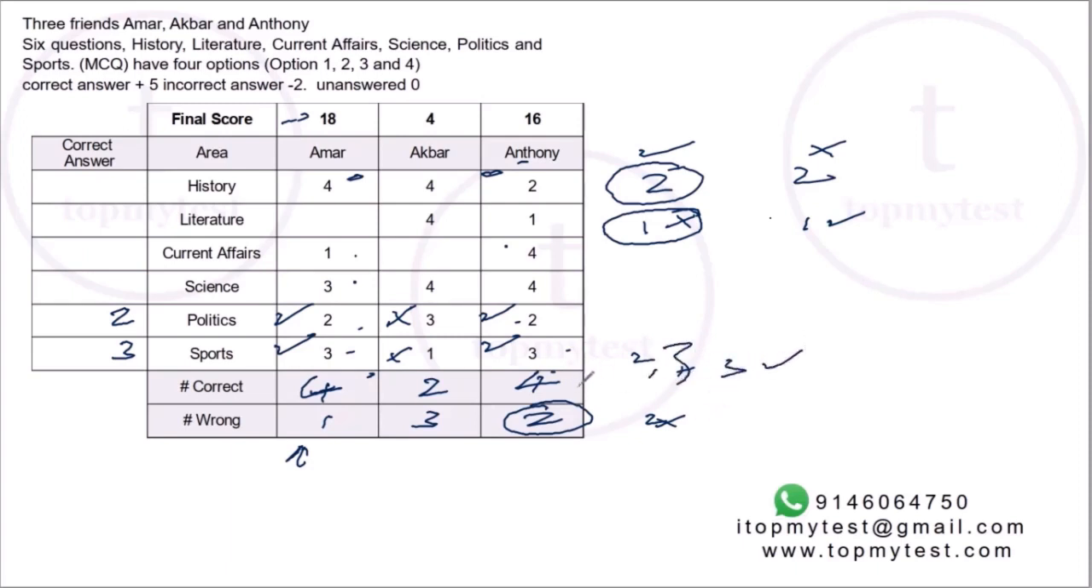What happens to his 4th right? His 4th right has to be the question which Amar did not attempt. So we know Anthony got the literature question right. Amar did not attempt it. Now, since Anthony got the literature question right, Akbar will get the literature question wrong because the options marked are different. Now, this basically solves the question. Why? Because we know all the 3 wrongs for Akbar.